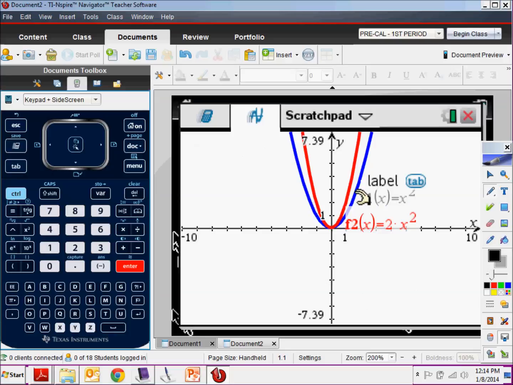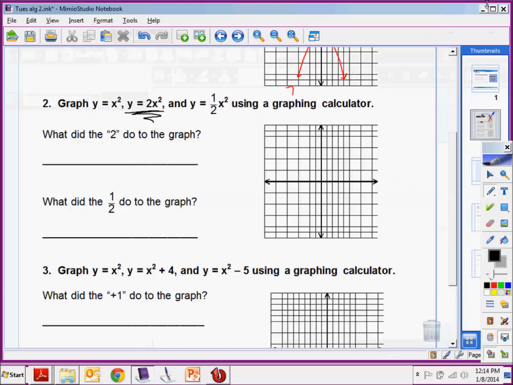It stretches what direction? To the outside. Up and down. What is this? Horizontal. Up and down is vertically. So it's going to stretch vertically. It's a vertical stretch.